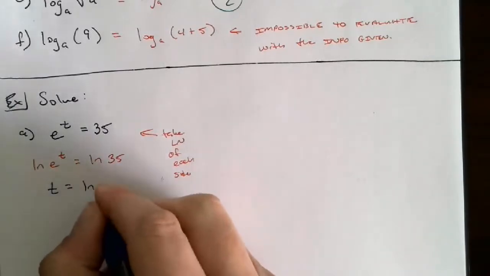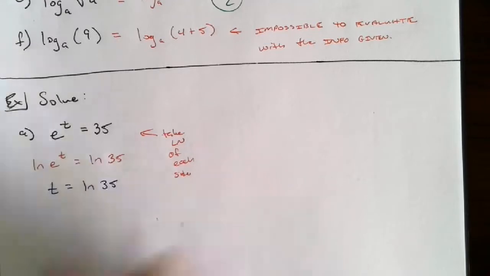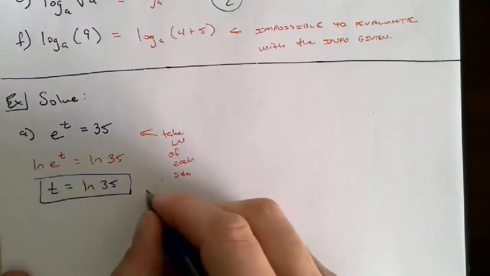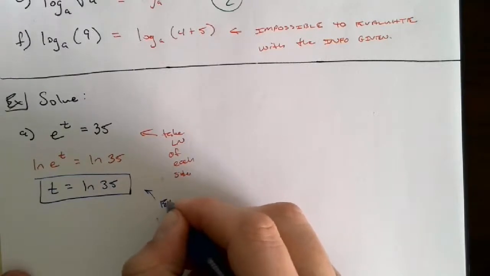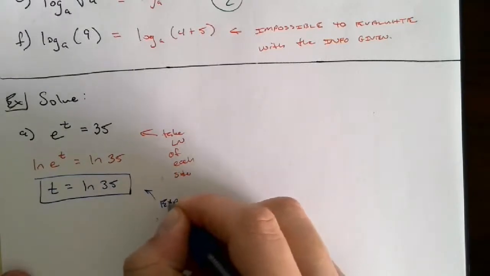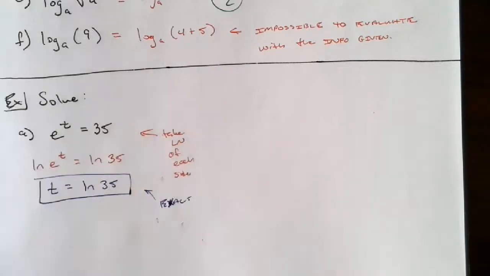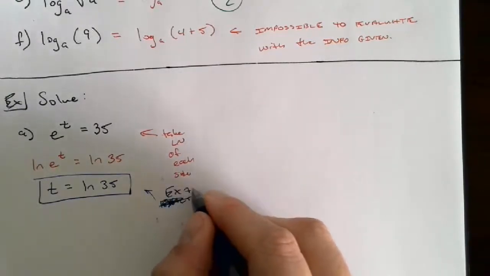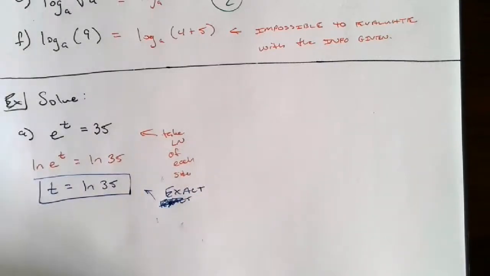So t equals natural log of 35. Now this is the exact answer. So you've solved it if you get this, right? This is the exact answer. All right, so this answer is exact. I'll write that a little more neatly. So that's the exact answer.